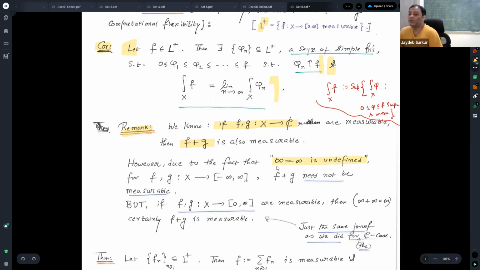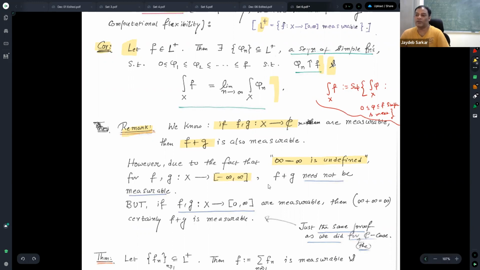So if infinity minus infinity is not defined, then if you consider f and g from x to the entire extended real line, that means minus infinity to plus infinity, then f plus g need not be measurable, right? Because f plus g need not be defined even. You understand? Because at some point x, f(x) could be infinity and g(x) could be minus infinity, and in that case you will be in trouble.